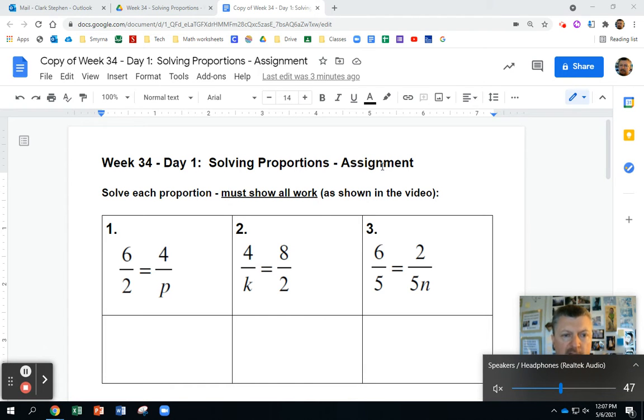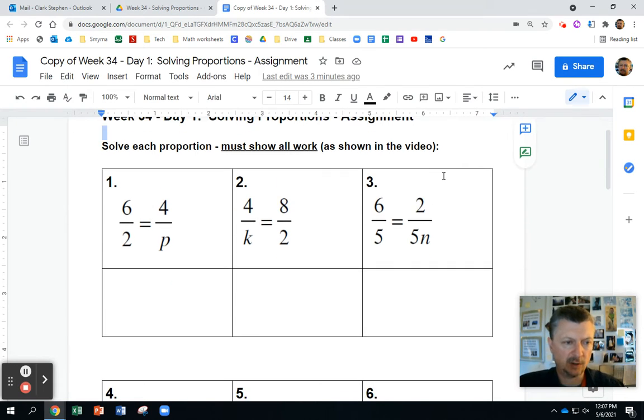Okay, so we're going to do solving proportions this week. So let's go over a couple. We need to find out what P is in this one. So first we're solving for P. We're going to do a thing called cross multiplying, and cross multiplying is where you multiply diagonally, like 6 times P and 2 times 4. So 6 times P is going to equal 2 times 4.